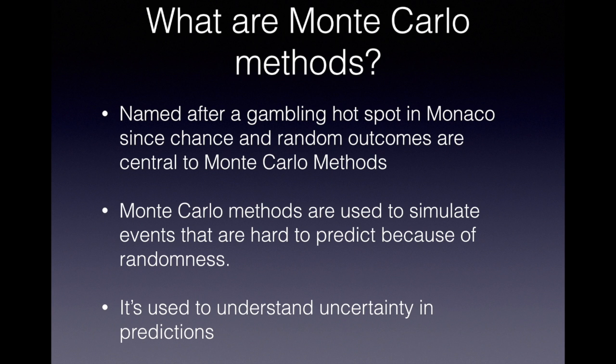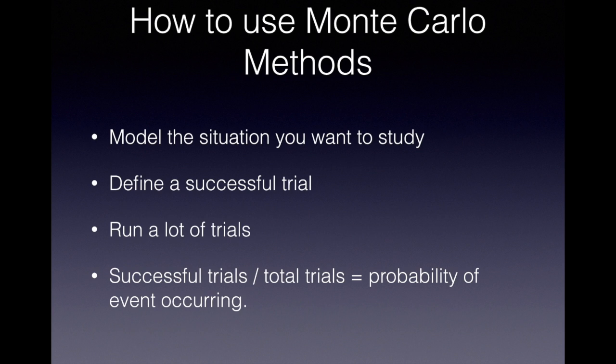Monte Carlo methods are named after a gambling hotspot in Monaco, since chance and random outcomes are essential to the Monte Carlo methods. A lot of casino games can be modeled using Monte Carlo, and so that's how it got its name. Monte Carlo methods are used to simulate events that are just hard to predict, like poker games and stuff like that. And it's used to understand uncertainty and predictions.